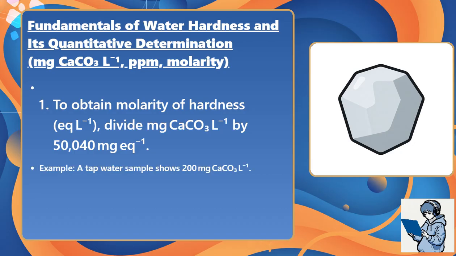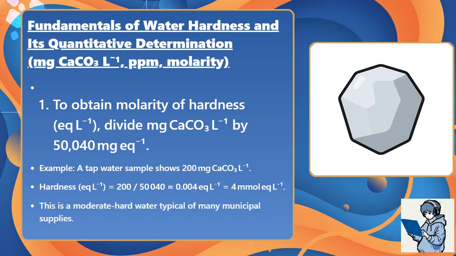equivalent. Example, a tap water sample shows 200 milligrams calcium carbonate per liter. Hardness, equivalents per liter, equals 200 divided by 50,040, approximately 0.004 equivalents per liter, equals 4 milliequivalents per liter. This is a moderately hard water typical of many municipal supplies.